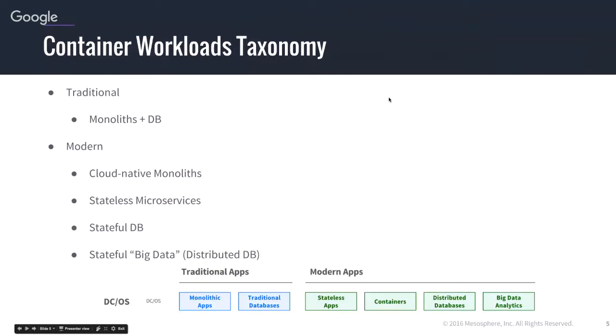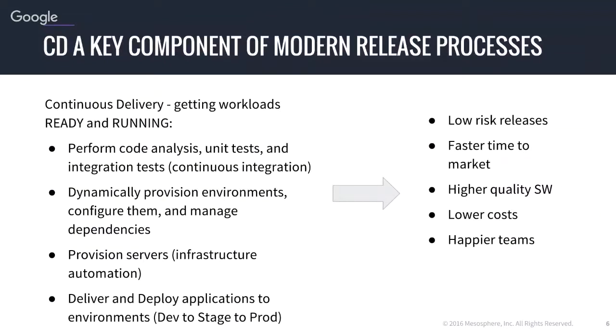If you look at the workloads themselves, you've got traditional monoliths and databases. And when you move into the modern apps, a lot of those are cloud native, stateless microservices, stateful DBs, and then those stateful big data or distributed databases. These are the workloads we think about deploying. So you want all of those workloads really running on some platform. And so you're going to have a mixture of these workloads.